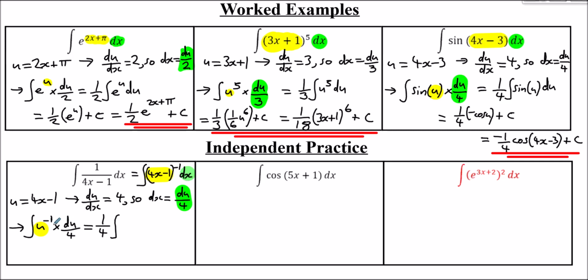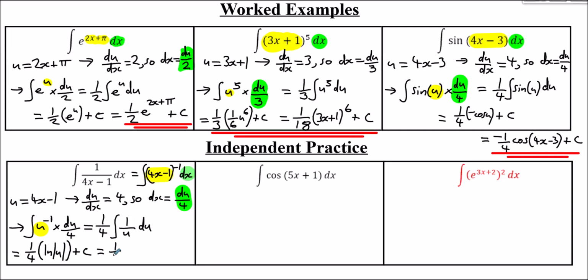You can leave it as u to the minus 1, but if I put it as 1 over u, that might spark your memories. If you integrate something to the power minus 1 or 1 over u with respect to itself, that will integrate to the natural log of the modulus of u. And so that's the final step. So we say it's the same as 1/4 of ln mod u plus the arbitrary constant of integration.